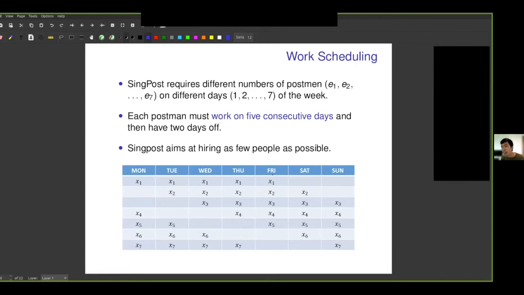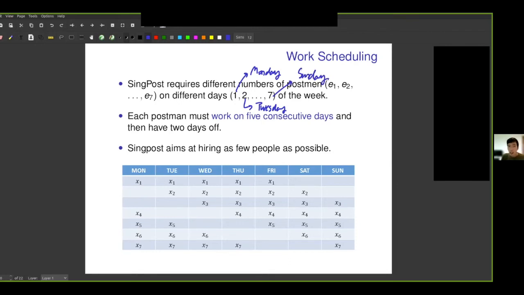Now, on different days of the week, you may have different demands. Maybe people like to send posts on Monday, for instance, in relation to, say, Friday. So different days of the week have different requirements, and I will denote these requirements by E1, E2 to E7. You can think of day 1 as Monday, day 2 as Tuesday, and so on and so forth, and day 7 is going to be your Sunday.